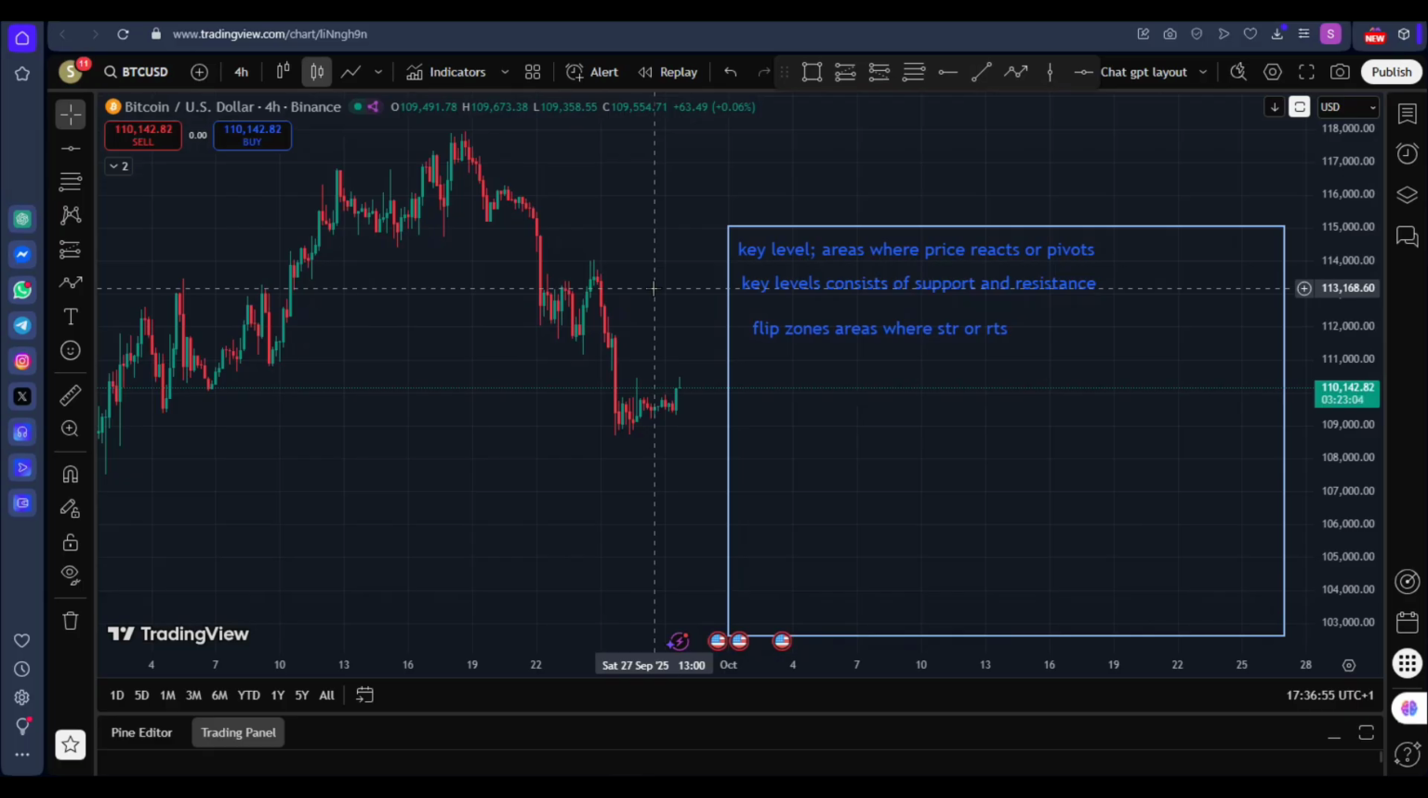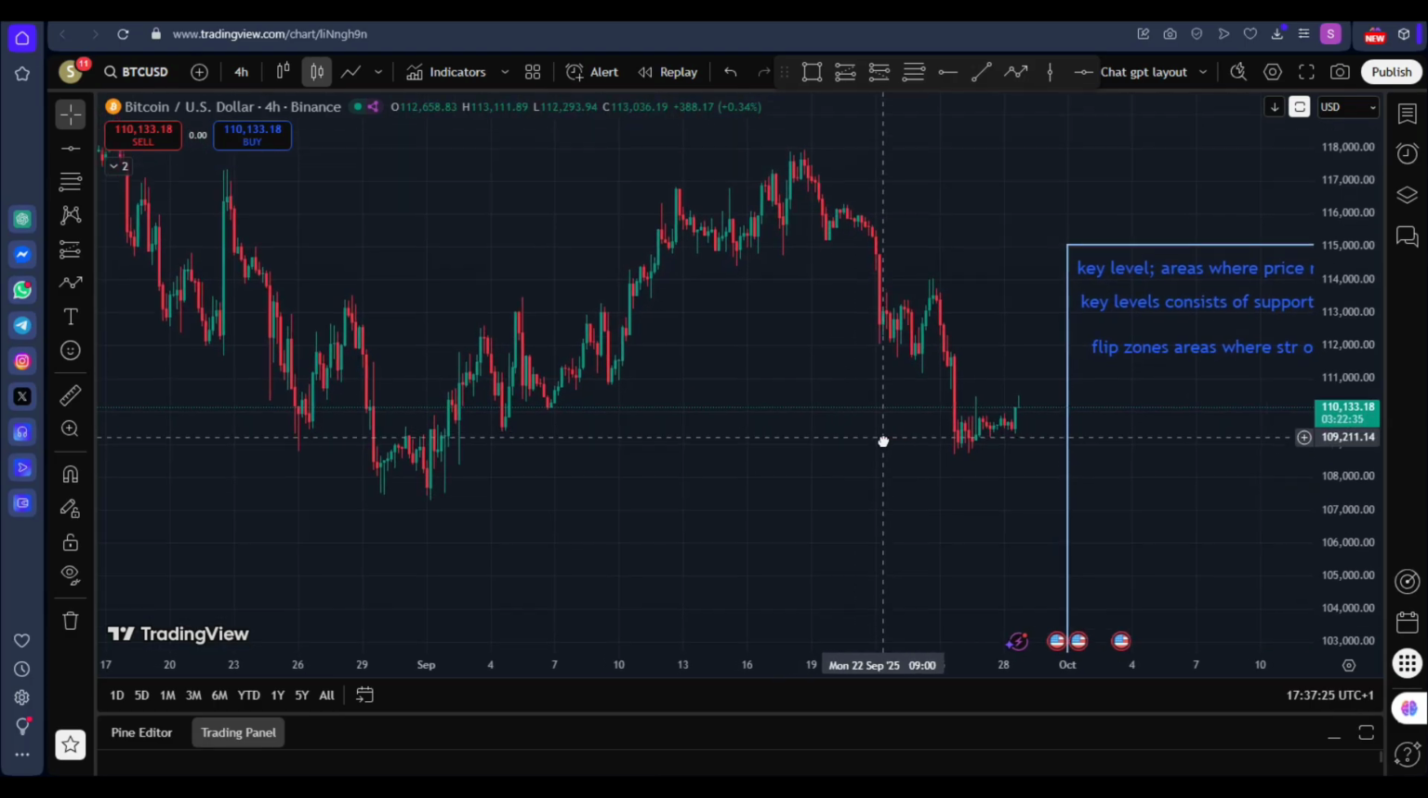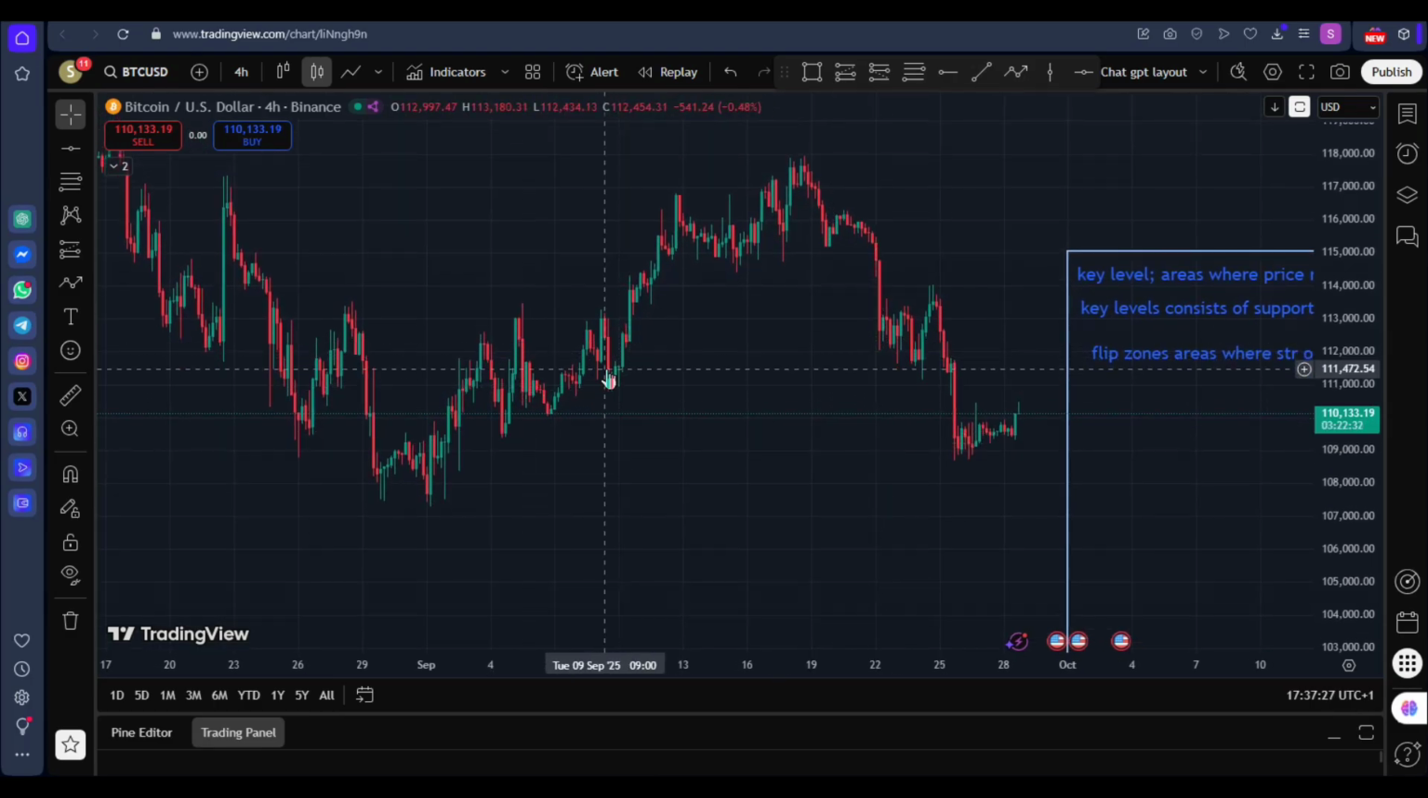Now once again, flip zones are areas where price breaks the support or the resistance, comes back to it, retests it, and then continues moving in the intended direction. With this, I believe another thing we would like to know is how we identify them. Before we move into that, let me give you examples of supports, resistance, and key levels in general.